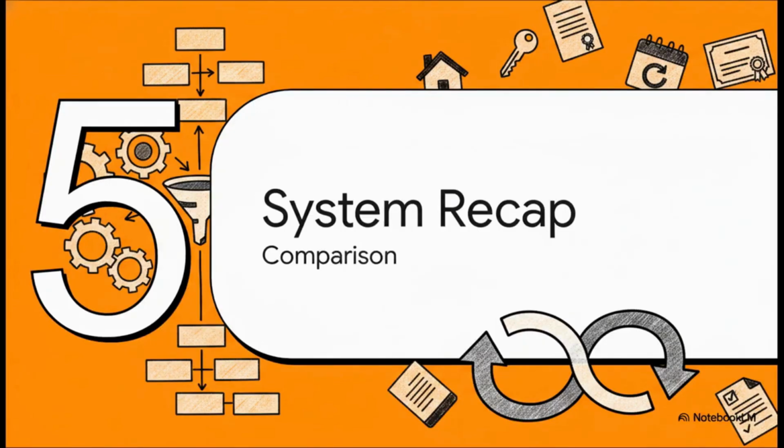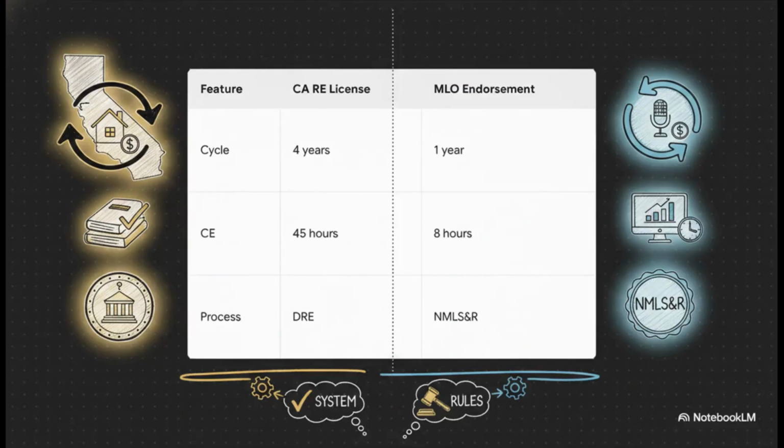Finally, Section 5, System Recap and Comparison. Let's bring it all together. To cement these parallel tracks in your mind, I want you to think of your California real estate license as your home base. It renews every 4 years, requires 45 hours of CE, and is processed through the DRE. The MLO endorsement? That's your secondary authorization. It renews every year, requires 8 hours of CE, and is processed through the NMLS. 2 systems, 2 entirely different sets of rules.